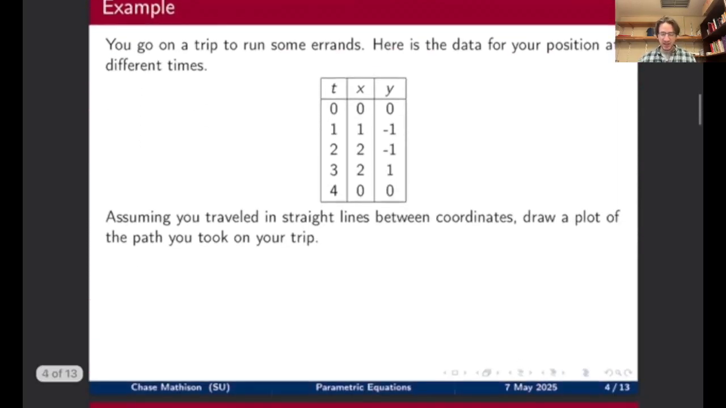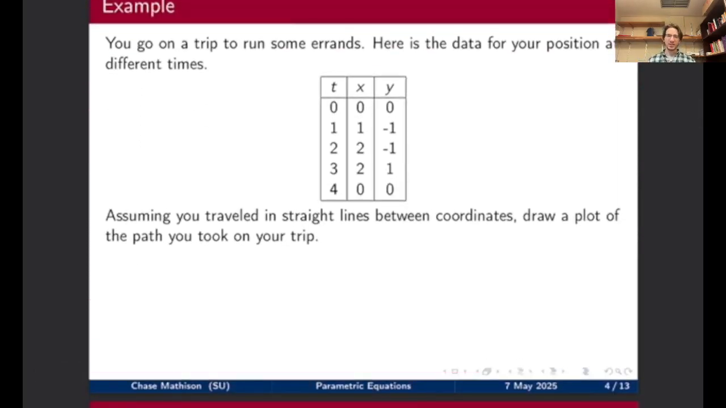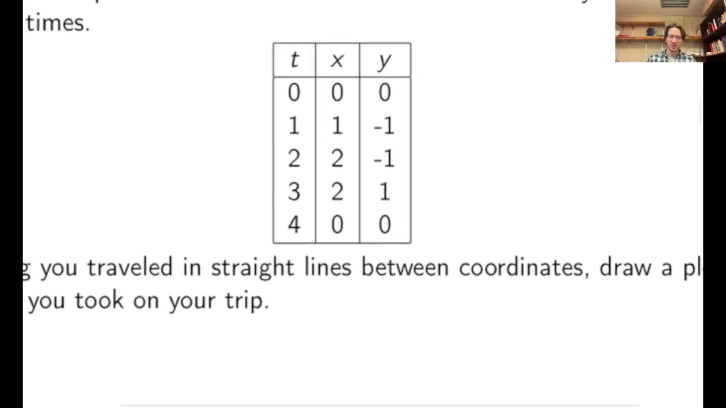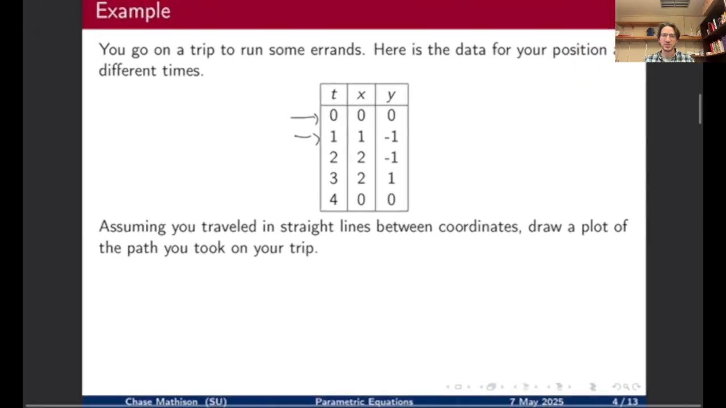Okay, so let's see how we can deal with this in practice. Let's say you go on a trip and run some errands, and here's the data that you have about your position at different times. So at time t equals 0, at the start of your trip, you're at 0, 0, your home base, if you will. And then at time t equals 1, you're at the point x equals 1, y equals -1, and so on, so on, so on. That's how you read this chart.